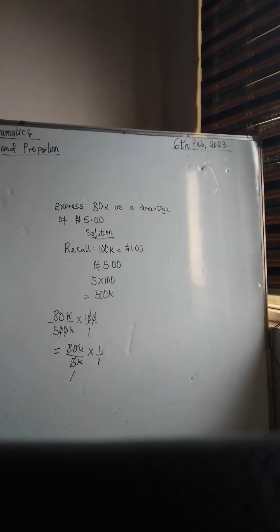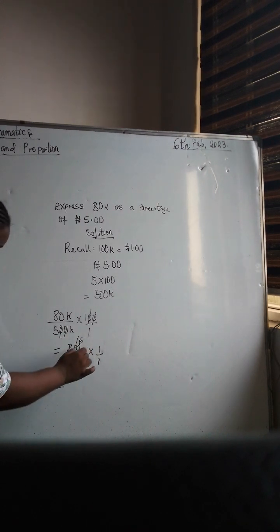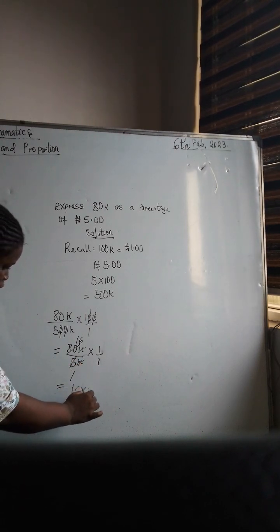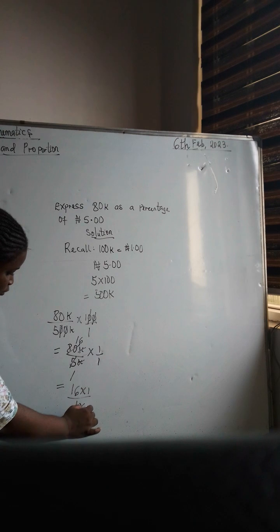16. I agree with you. Thank you so much. I know you get it right. So 5 will go into 80, 16 times. So what I have here, and kobo we cancel kobo, of course. So I have 16 times 1 over 1 times 1.